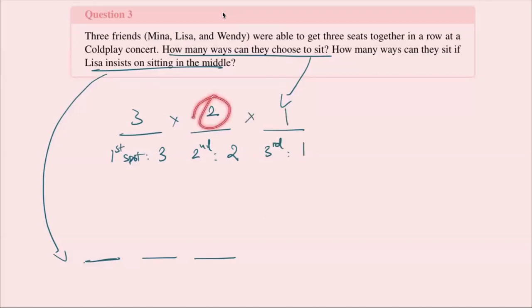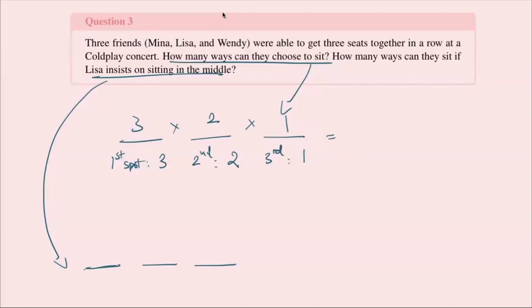This is true because whoever you put in the first spot, let's say you put Lisa in the first spot, then in the second spot, you can only put Mina or Wendy, right? You cannot put Lisa twice. There's only one Lisa. And then the last spot is whoever you have left after arranging the seats for the first and second position. So in total, you would have 6 ways they can choose to sit.